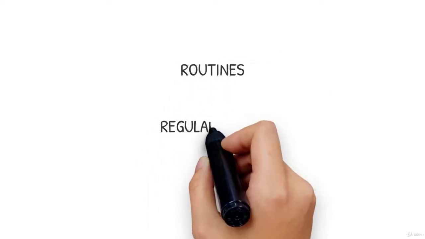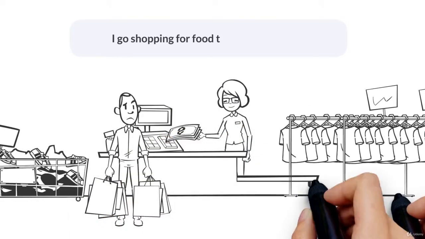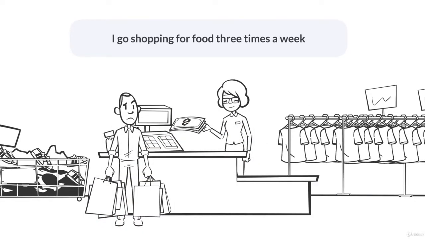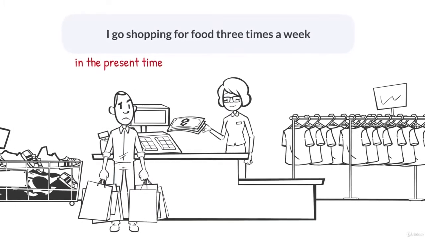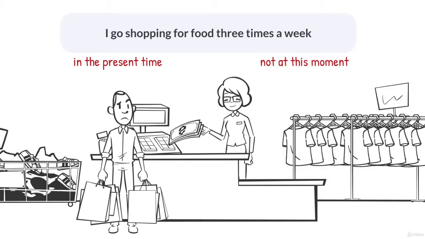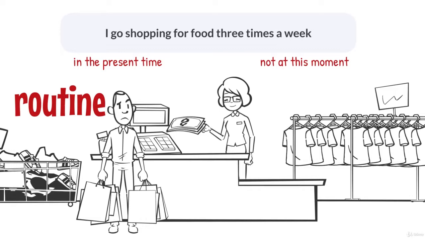In other words, with this tense, we describe routines or events that happen on a regular basis, but not at the moment. For example, I go shopping for food 3 times a week. We talk about the action in the present time, but which is not happening at this very moment. We talk about our routine.